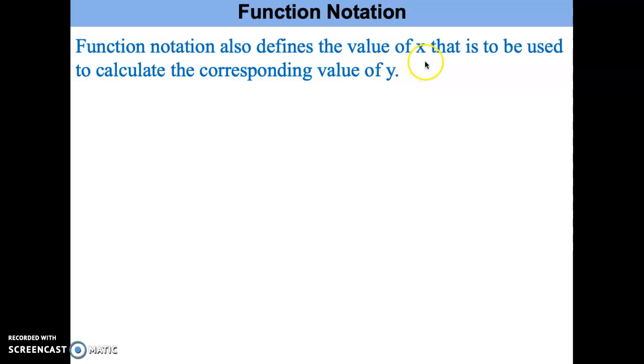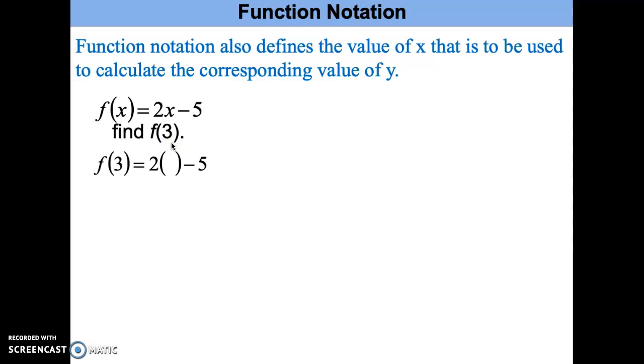Other than that, when we're using function notation, it also defines the value of x that is to be used to calculate the corresponding value of y. So it's going to give us the x value, and we have to figure out what the y value is. So here's an example. f of x equals 2x minus 5. Find f of 3. If you look right here, 3 took the place of x, right? So that's saying that when x equals 3 for this function, 2x minus 5, what does y equal?